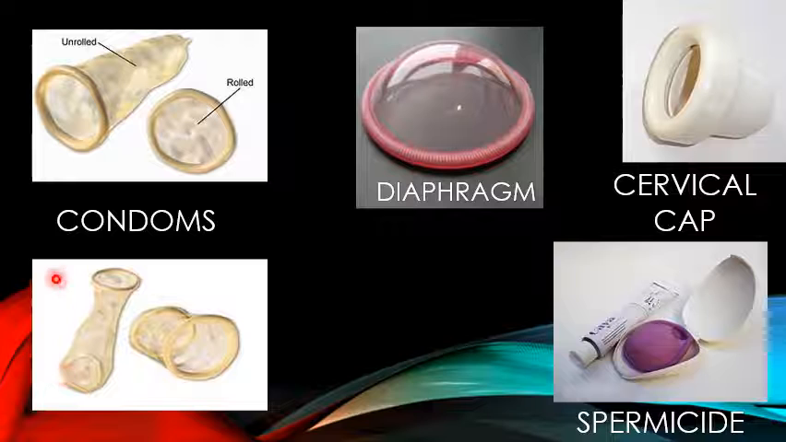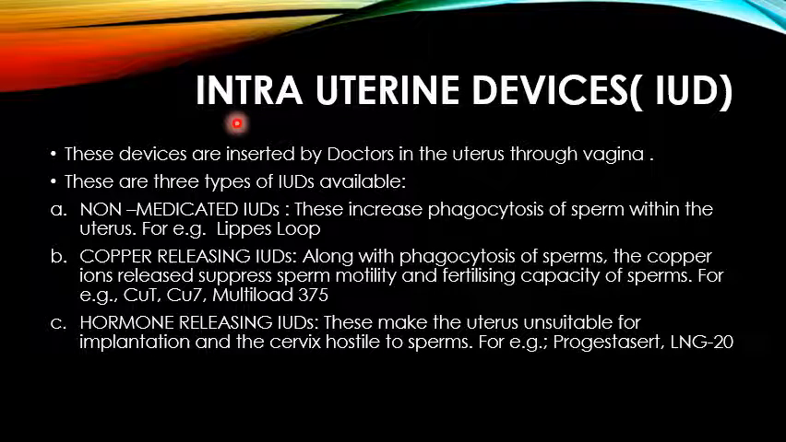These are the images of the barrier method. Number one is condoms. The upper one is of male, and this one is of female. The difference is the male is having only a single ring, and in the female you can see they are having two rings. Next one is your diaphragm, which is being used only by the female, cervical caps by the female, and these are the spermicide creams used along with the diaphragm to increase the efficiency of the contraceptive.